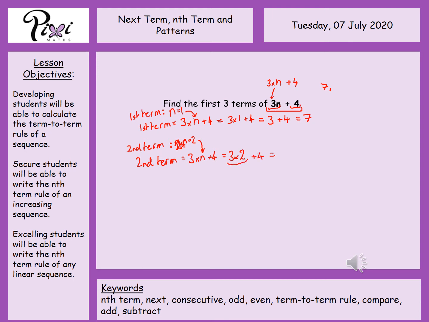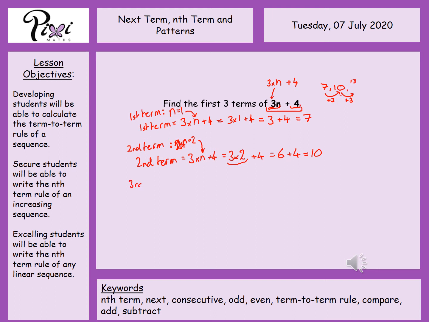So 3 times 2 is 6. So we've got 6 plus 4, which is 10. So our second term is 10. And we can see that this has increased by 3, so it's gone up by 3. That is because the number in front of the n is a 3, so we could actually make a prediction of what the next one is going to be. Because we've got a 3 in front of the n, it's going to be plus 3. So let's predict 13, and let's check if that is correct.